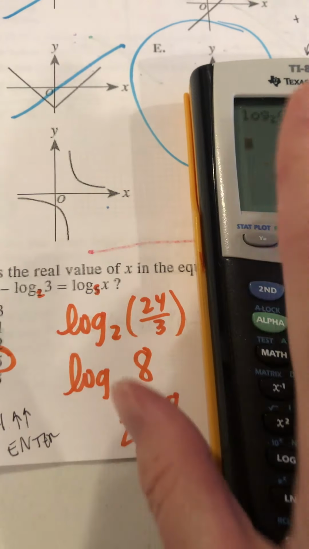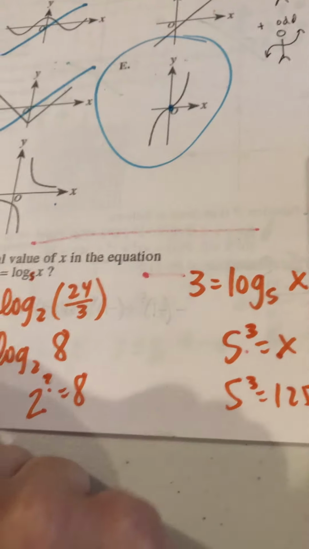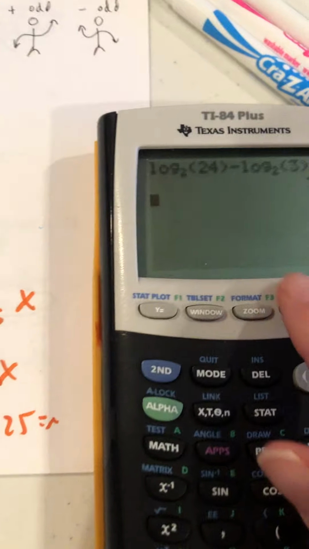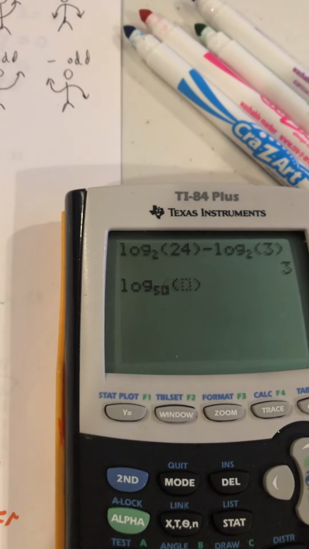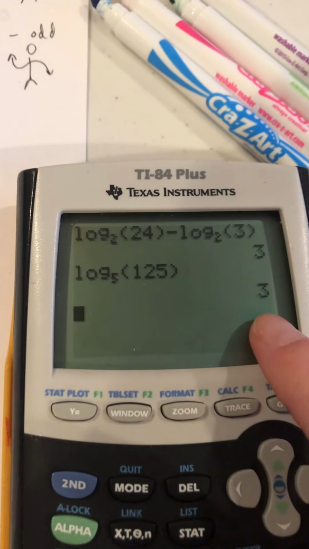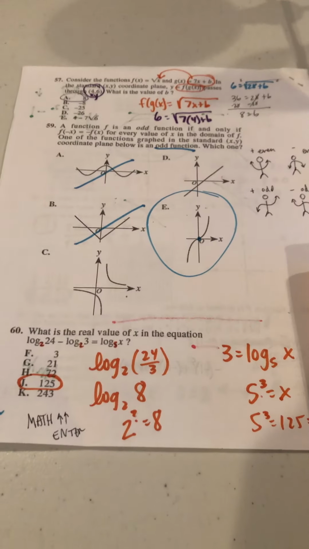So that's that left side. And then I guess you could use the multiple choice over here to try it out, but if I put in my answer, math, up, enter, if I did 5 and 125, I can see that that's also 3, that they're equal. Okay, there's another lesson done.